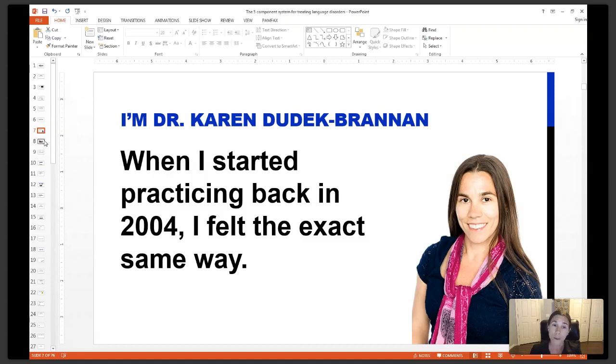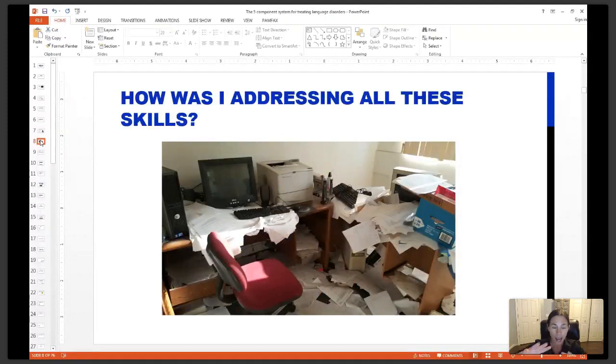But the most important thing here is that I went from feeling like this. I had all of these language skills that I wanted to address with my students. I knew they had all these things that they were struggling with. And I was literally just grabbing random crap off my shelves, trying to figure out what I should be doing with them. My system for language therapy looked about as organized as this office does right now, with stuff just everywhere. And I would just be pulling random things.